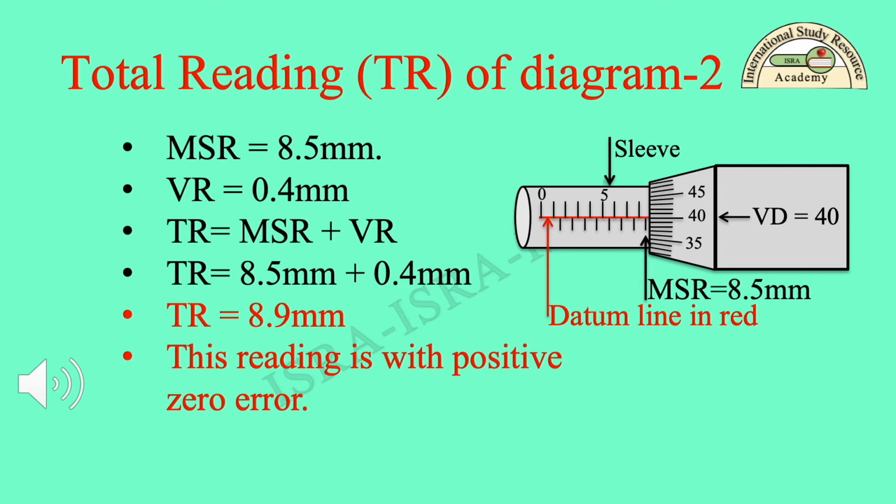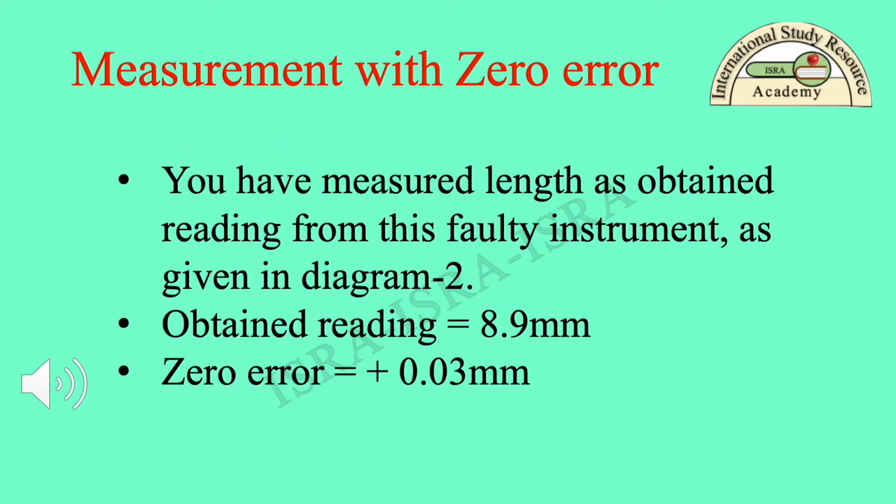Total reading TR is equal to MSR plus VR. Therefore, total reading TR is equal to 8.5 mm plus 0.4 mm, which is coming out to be TR equal to 8.9 mm. This reading is with positive zero error. Measurement with zero error. You have measured length as obtained reading from this faulty micrometer as given in the diagram 2. Obtained reading is equal to 8.9 mm.